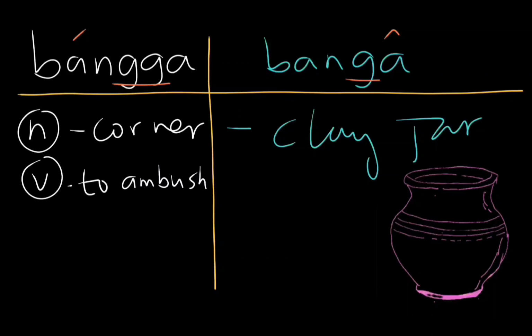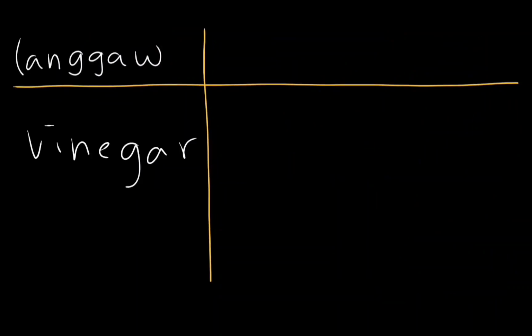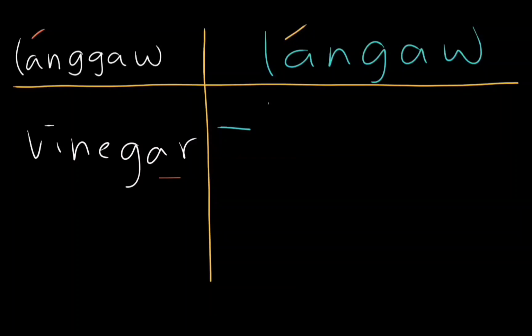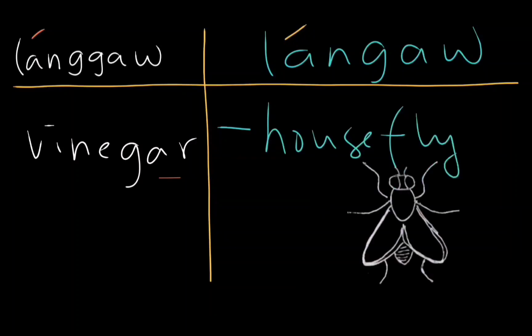Again, banga, banga. Another one from one of our earlier examples is langgao, meaning vinegar. So if we drop one G and write down this word, the pronunciation and the meaning change completely. This time you have langaw, which means a housefly. Yes, a housefly.